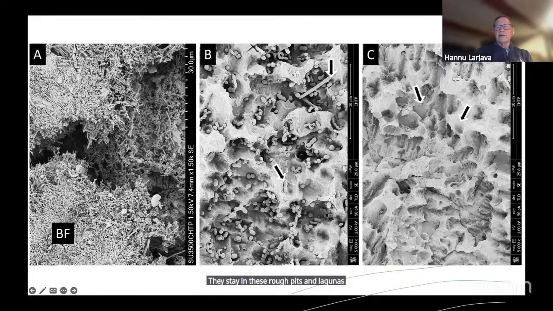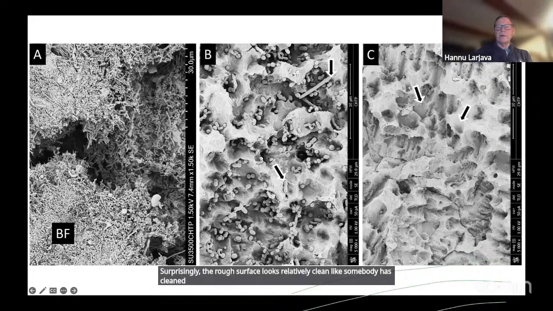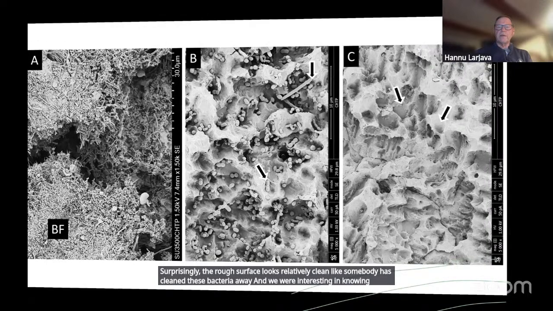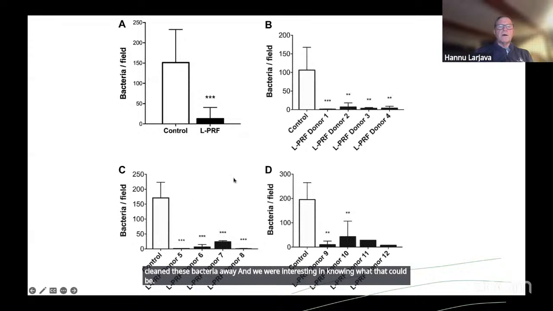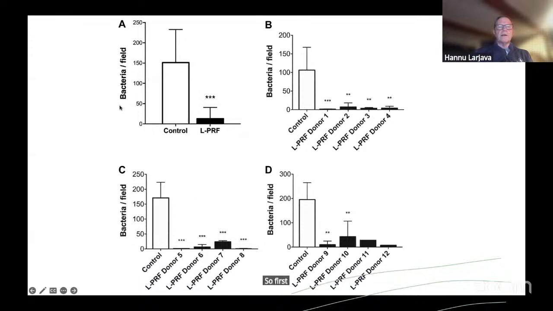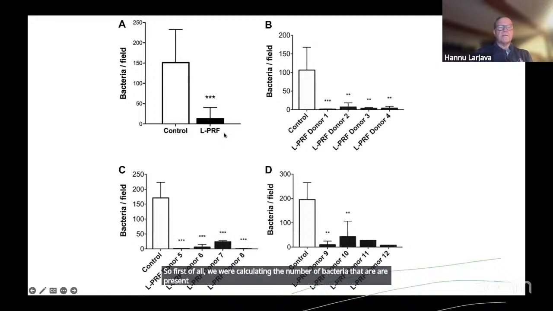And after LPRF treatment, surprisingly, the rough surface looks relatively clean, like somebody has cleaned these bacteria away. And we were interested in knowing what that could be. So first of all, we were calculating the number of bacteria that are present if we treat the rough implant surfaces with LPRF.